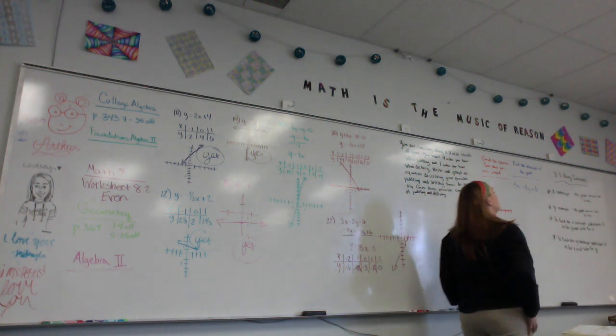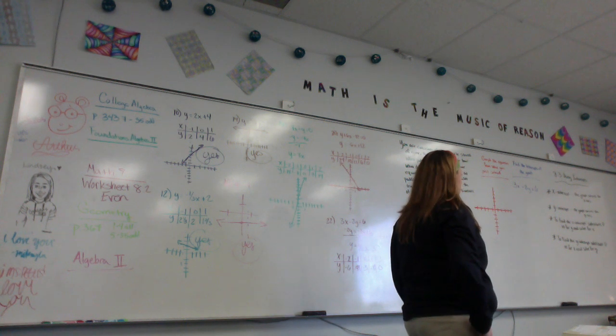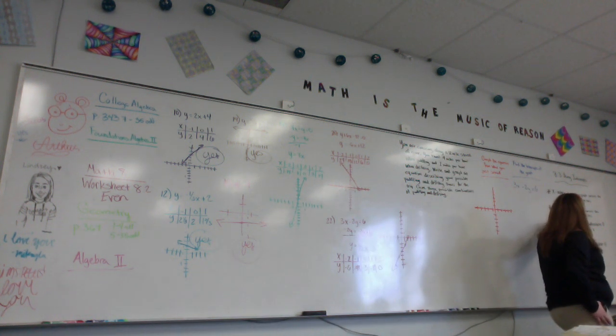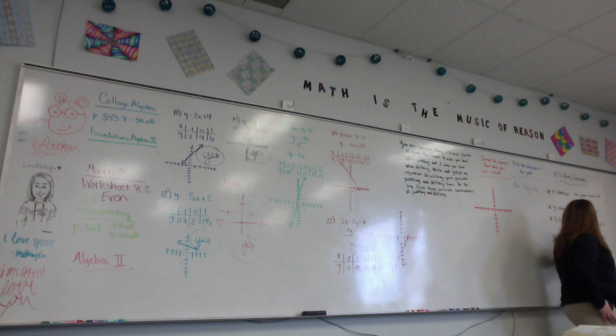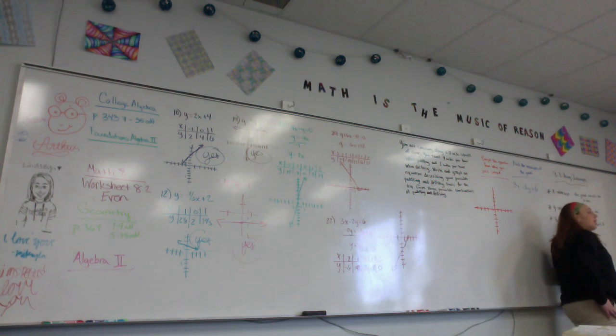When you have a y-intercept, that's where the graph crosses the y-axis. When I want to find the x-intercept, I substitute 0 in for the y, and I solve for x. When I want to find the y-intercept, I substitute 0 in for the x, and I solve for y.